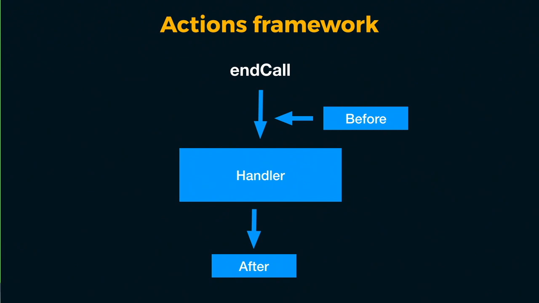This could be something like, before the call has been disconnected, I want to check if the agent has done everything right, and if not, don't execute the actual end call action. It could be something like that, or it could be a totally different implementation of what a user wanted.